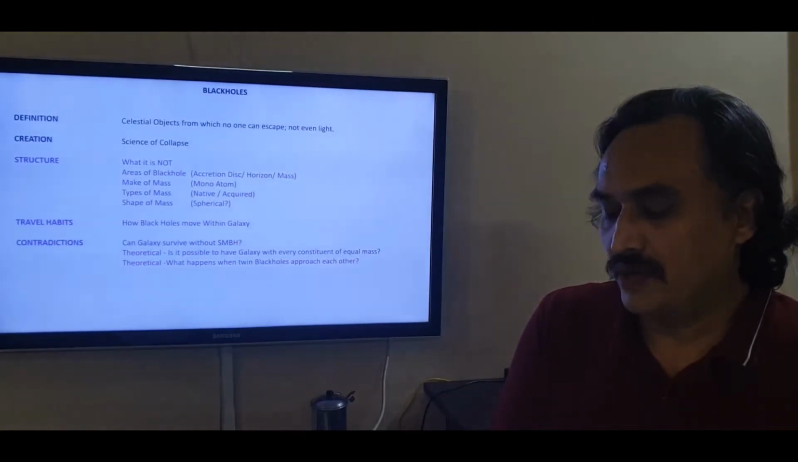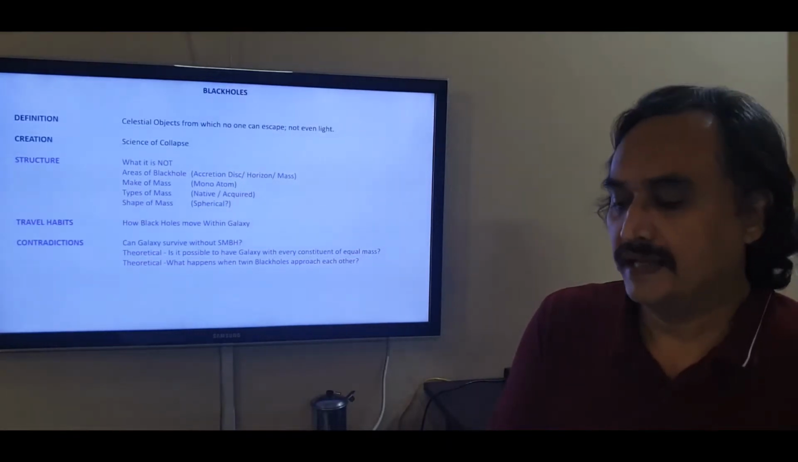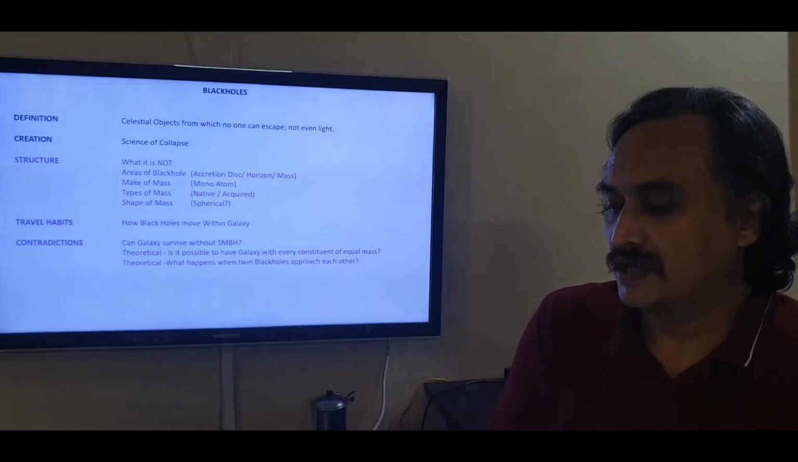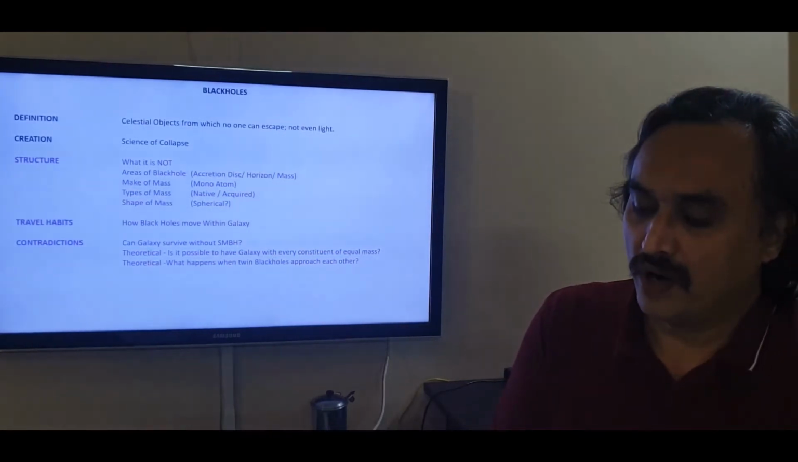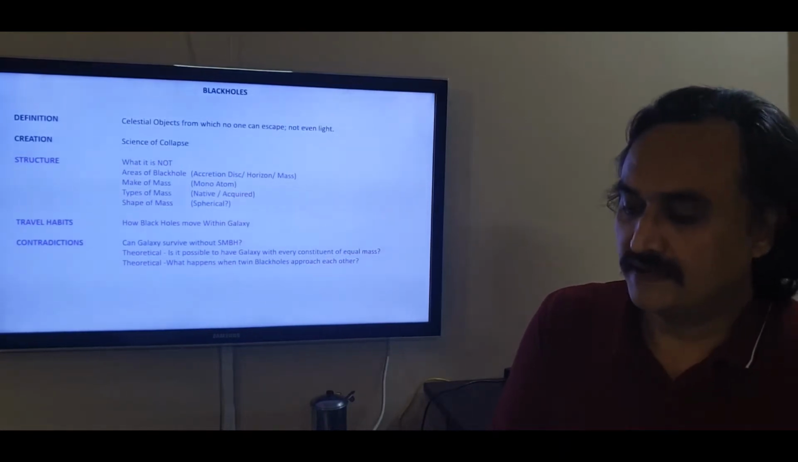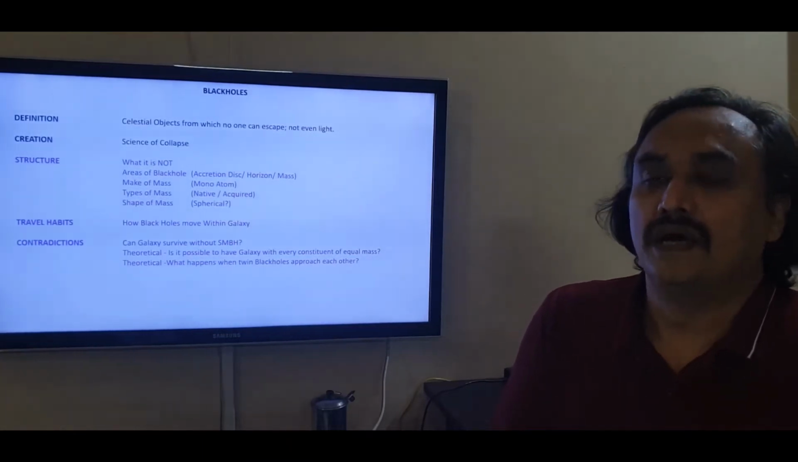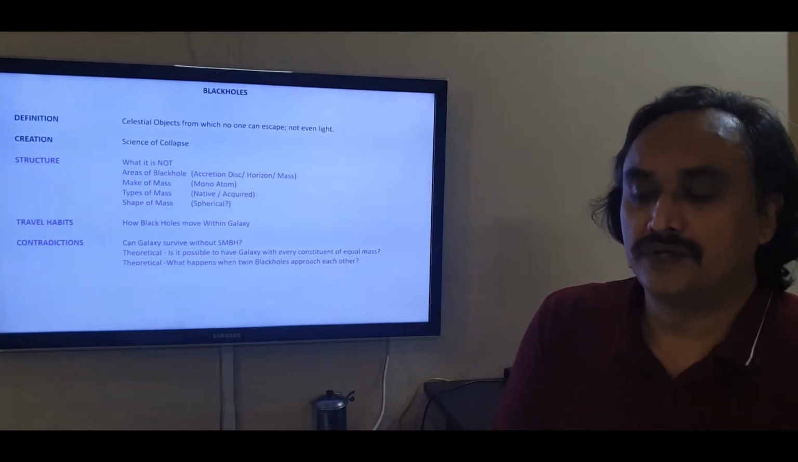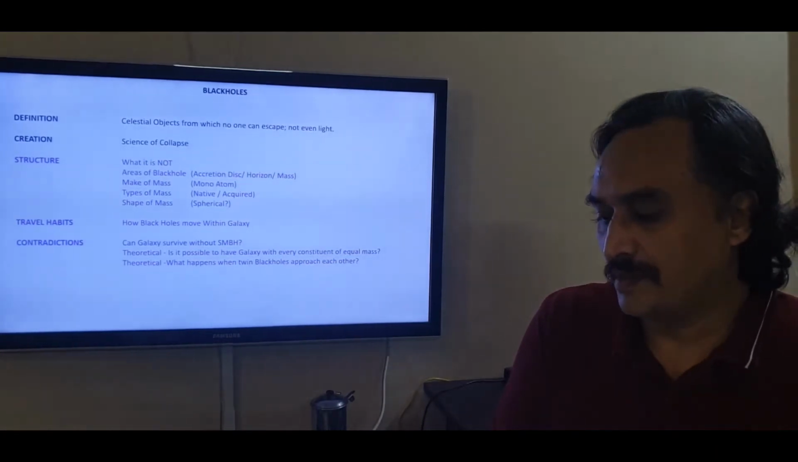And then we know that black holes are not stationary objects, they do move in the galaxy or in the universe. So we will see what their travel habits are, how they move around in the galaxy itself, and we will also show that possibly all these black holes, once they form, have no other choice but to move to the center to meet the supermassive black hole at the center.